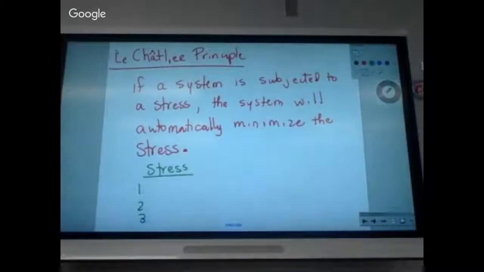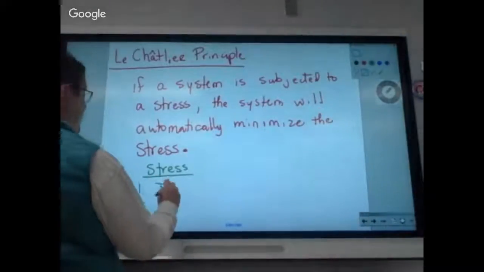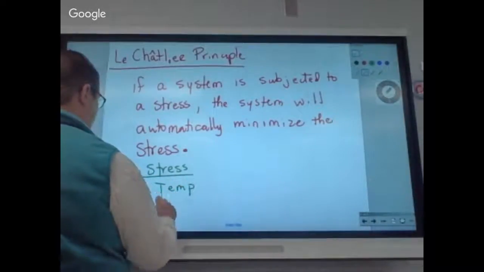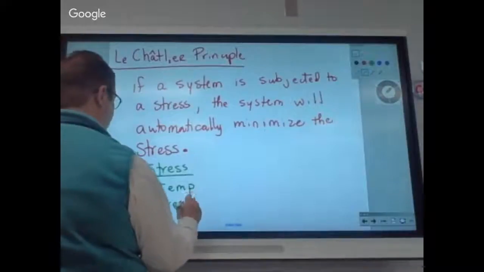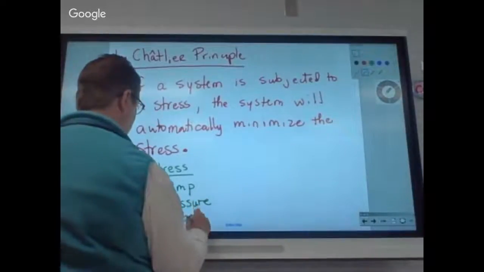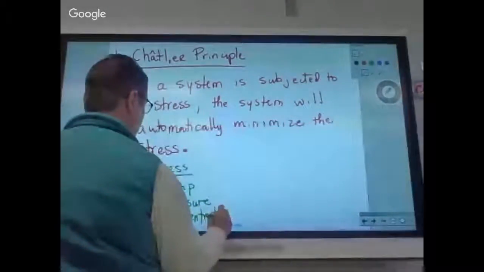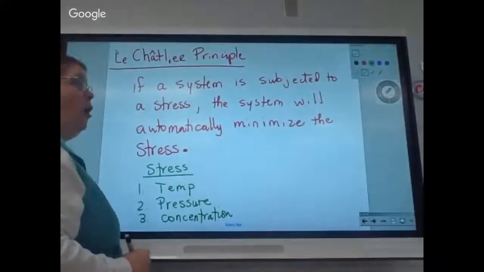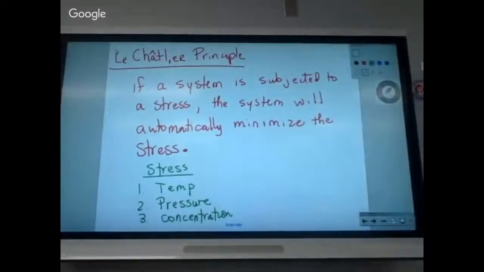Yes, we could list any number of stresses. However, there are 3 we're going to work with: temperature, pressure, and concentration. Now, the only one we're doing today is temperature. Pressure and concentration, we will do with chemical equilibrium after Christmas break.